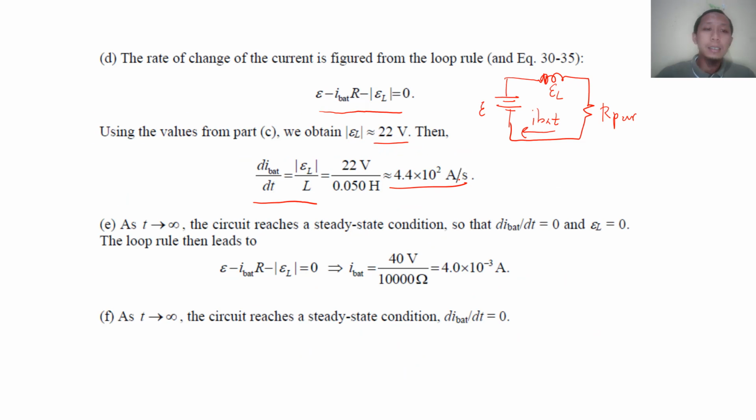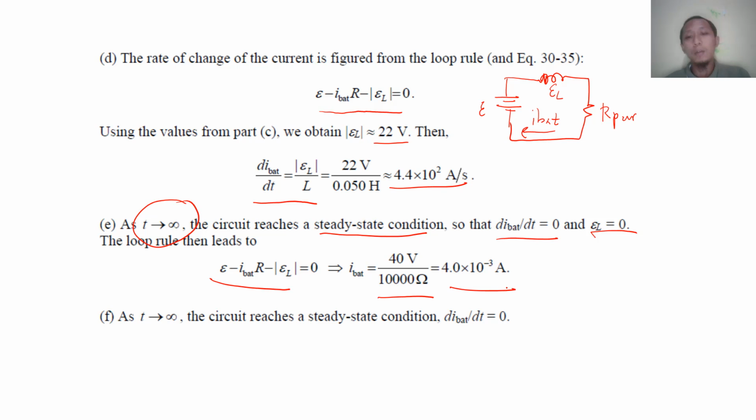And then as t goes to infinity, the circuit reaches steady state conditions, so dI_bat/dt is equal to 0 and E_L is equal to 0. And then with the same loop, we get I_bat is 40 per 10 kilo ohm, so we get 4 multiplied by 10^-3 ampere. So for the rate dI_bat/dt, because the circuit reaches steady state conditions, dI_bat/dt is equal to 0.